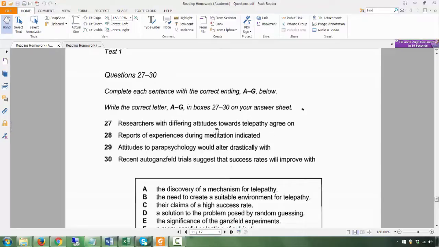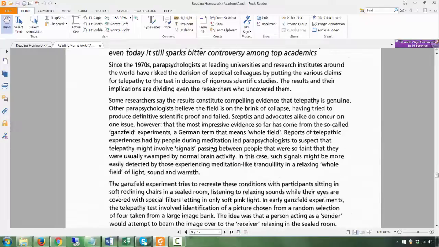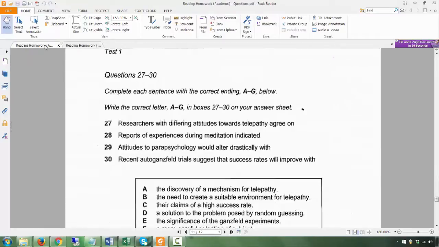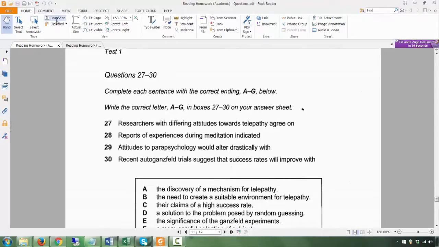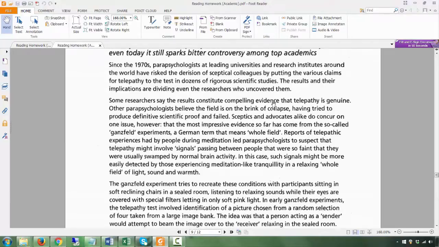Okay, now, researchers with differing attitudes towards telepathy agree on... The answer is going to be E, the significance of the Ganzfeld experiments. Okay, 27. Here we go to the second paragraph. It's not labeled, but here: skeptics and advocates. You see differing attitudes towards telepathy. You're talking about people who are skeptical and people who advocate telepathy. So what do they agree on? They concur. Concur means agree.